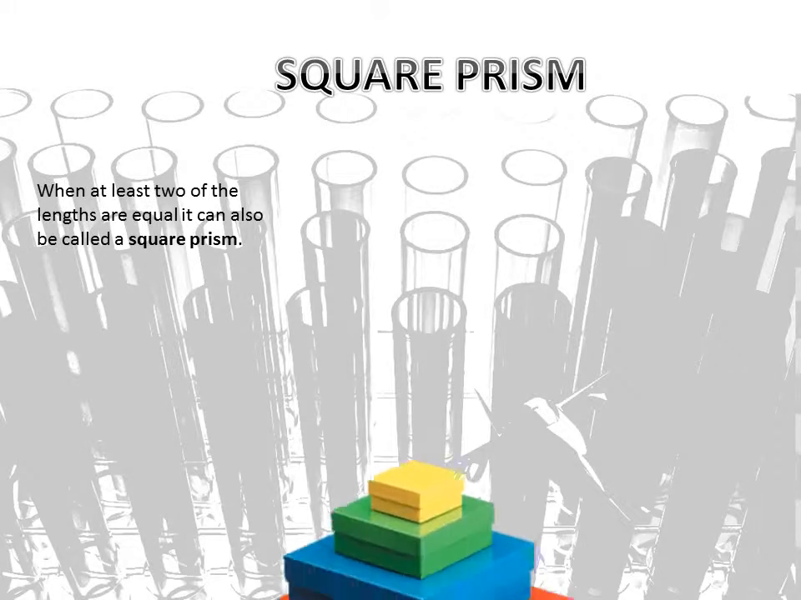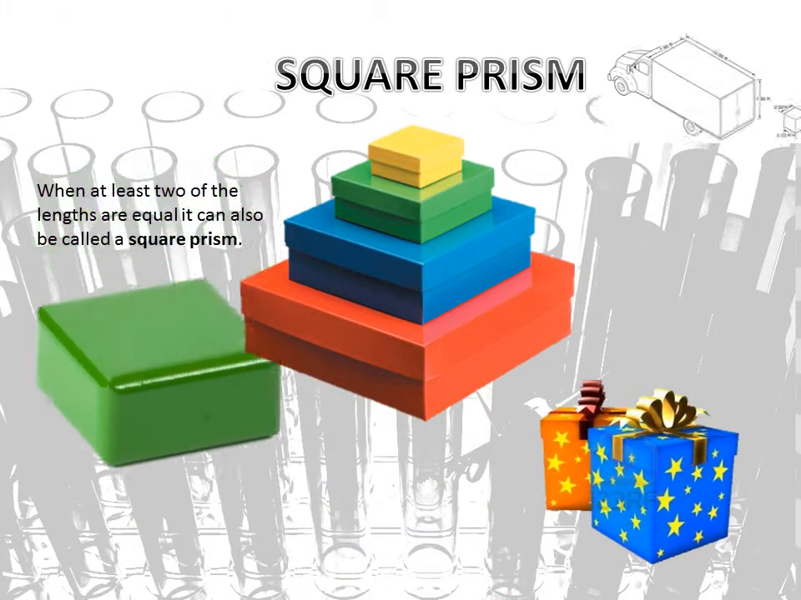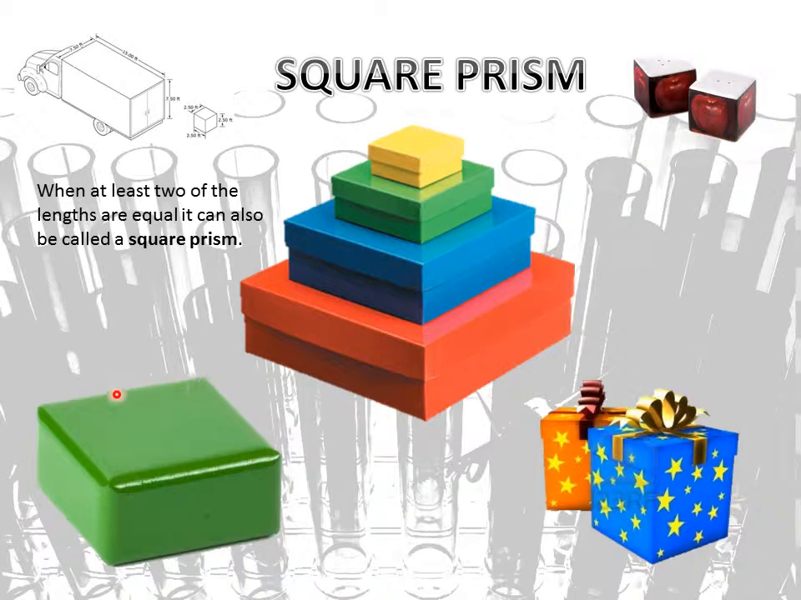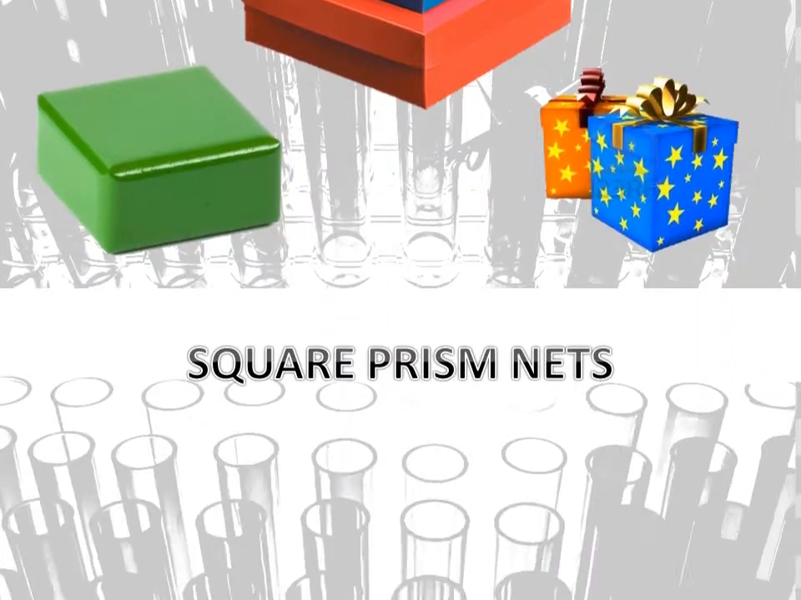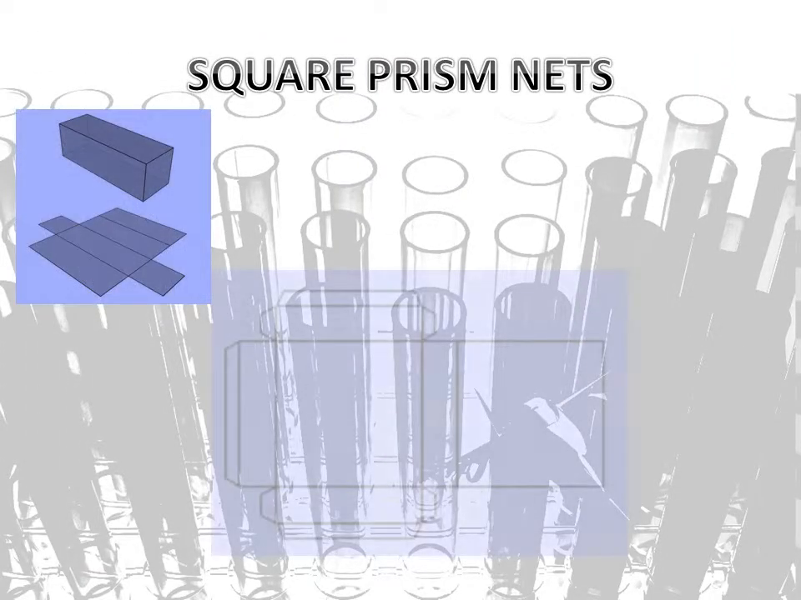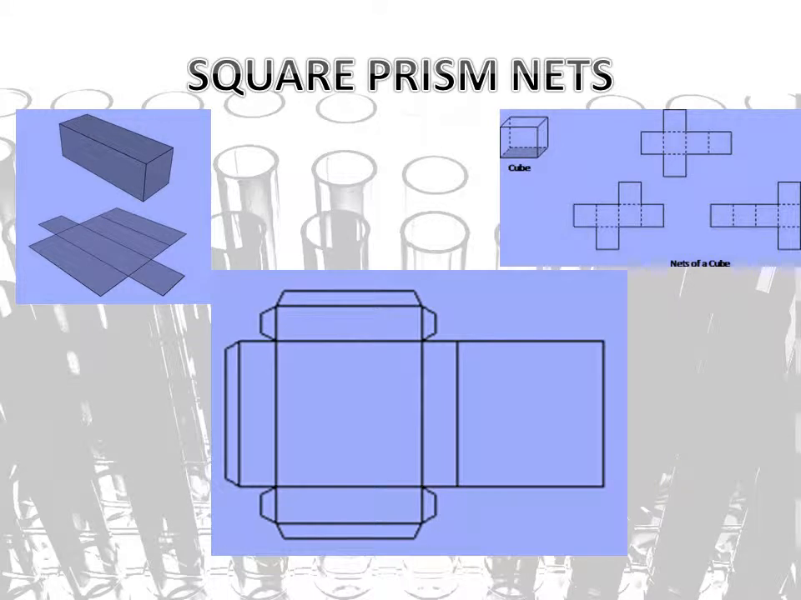A square prism is when the base of the prism is square. For example, here is a square, or here is a square. To build a square prism, you will need one of these nets, where you can see here is the square base, this is a side, and this is another square base.